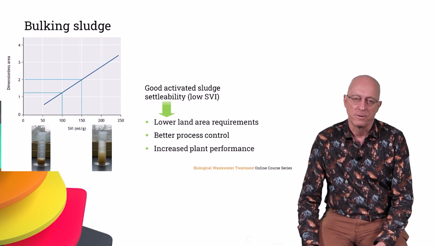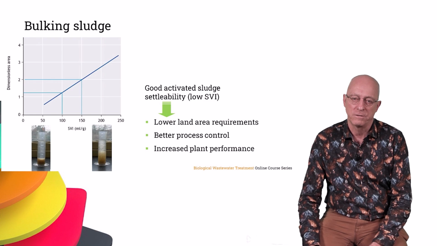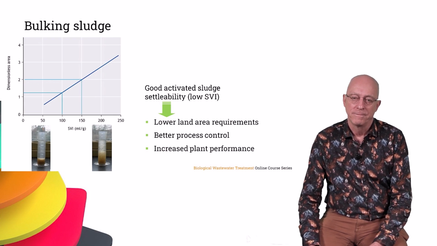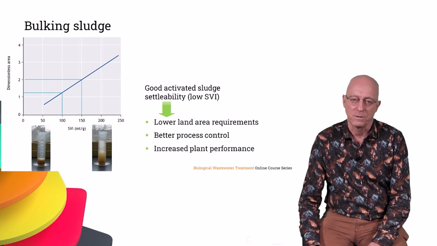So striving for a good settleability, a low sludge volume index, so a low amount of filamentous organisms, reduces the land area requirement. You can also have a better process control, and it increases the plant performance overall, also due to lower settled suspended solids in the effluent.